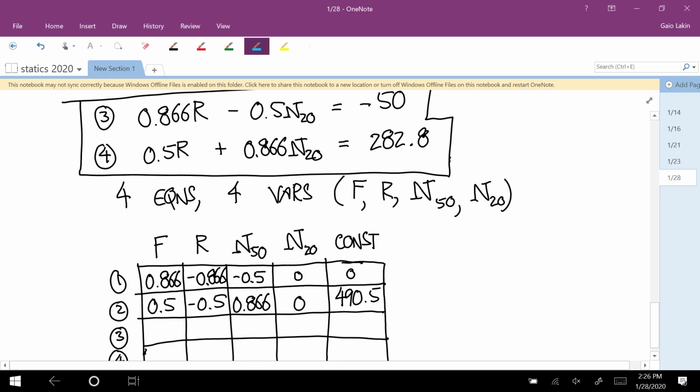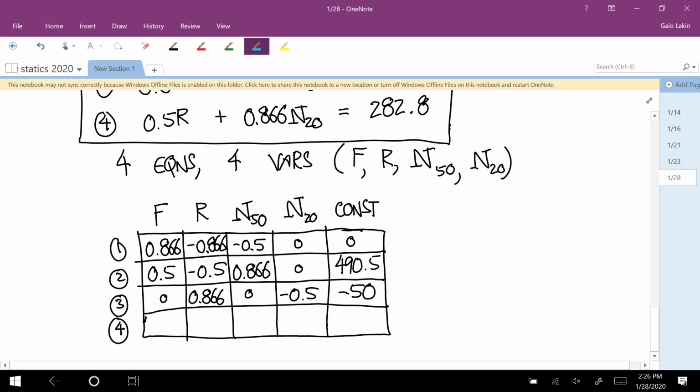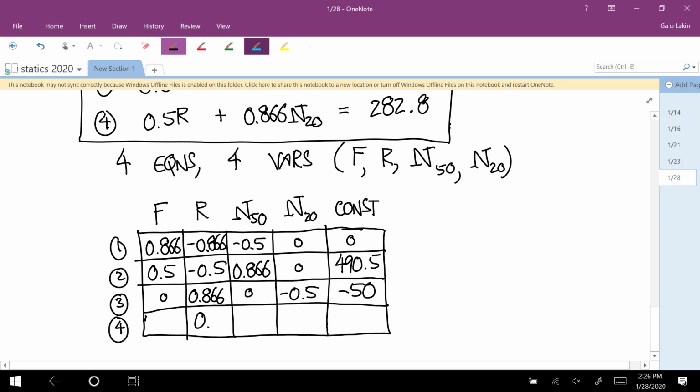And then the third equation, R is 0.866. N20 is negative 0.5. The constant is negative 50. These are zeros. And then the last one, R is positive 0.5. N20 is positive 0.866. The constant is 282.8. And then these two are zeros.